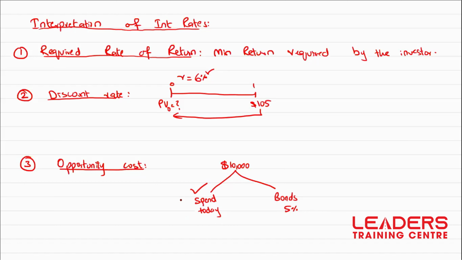So when you decide to go with the first option and give up the second option, then the opportunity cost of spending the 10,000 today would be the return that you have given up, which is 5%. So in this case, we may also call interest rate, that is the 5%, the opportunity cost. Depending upon the context, you can interpret interest rate in different ways. Number one, required rate of return. Number two, discount rate. And number three is the opportunity cost of capital.